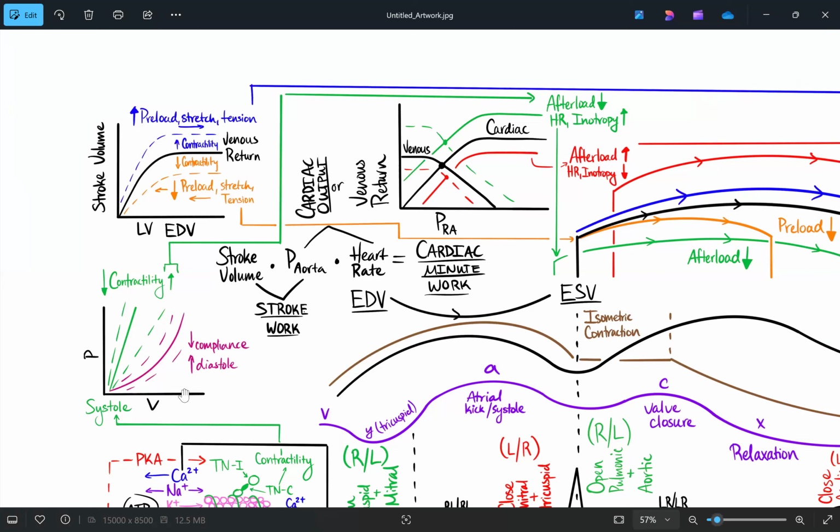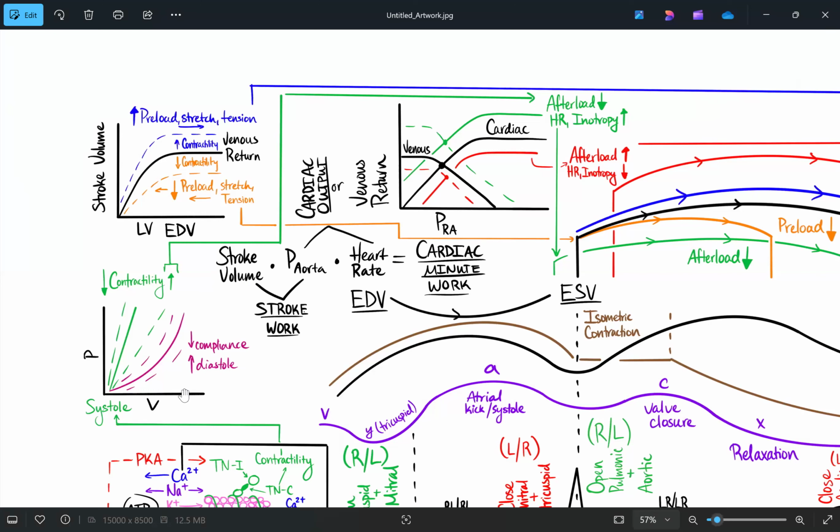If your contractility goes up again, you'll be able to have more of a stroke volume for less end diastolic volume. And then for less contractility, you will have a lower stroke volume for more end diastolic volume.